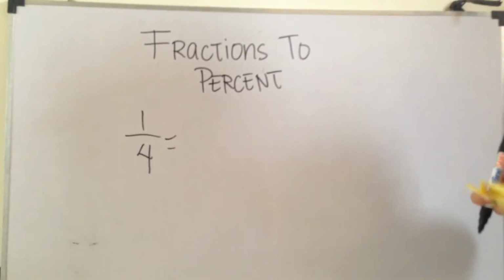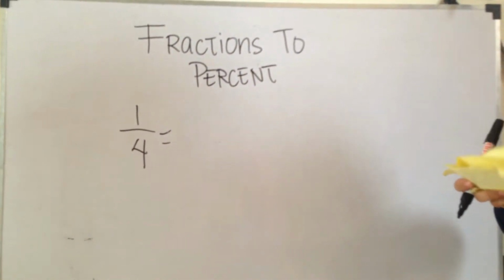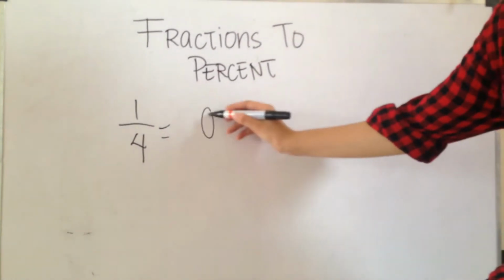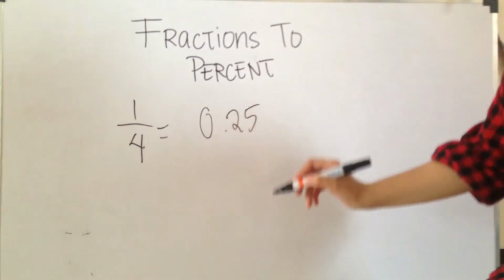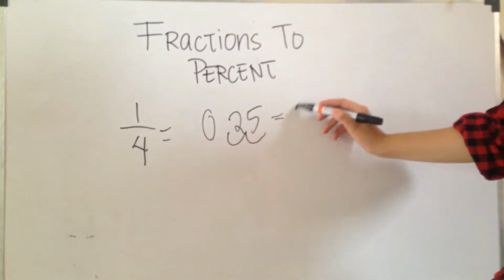To write a fraction as a percent, the first step is to change the fraction to its decimal equivalent. Then move the decimal point 2 places to the right and attach the percent sign. For example, 1/4. The decimal equivalent of 1/4 is 0.25. Then, to change it to percent, move the decimal point, then attach the percent sign.